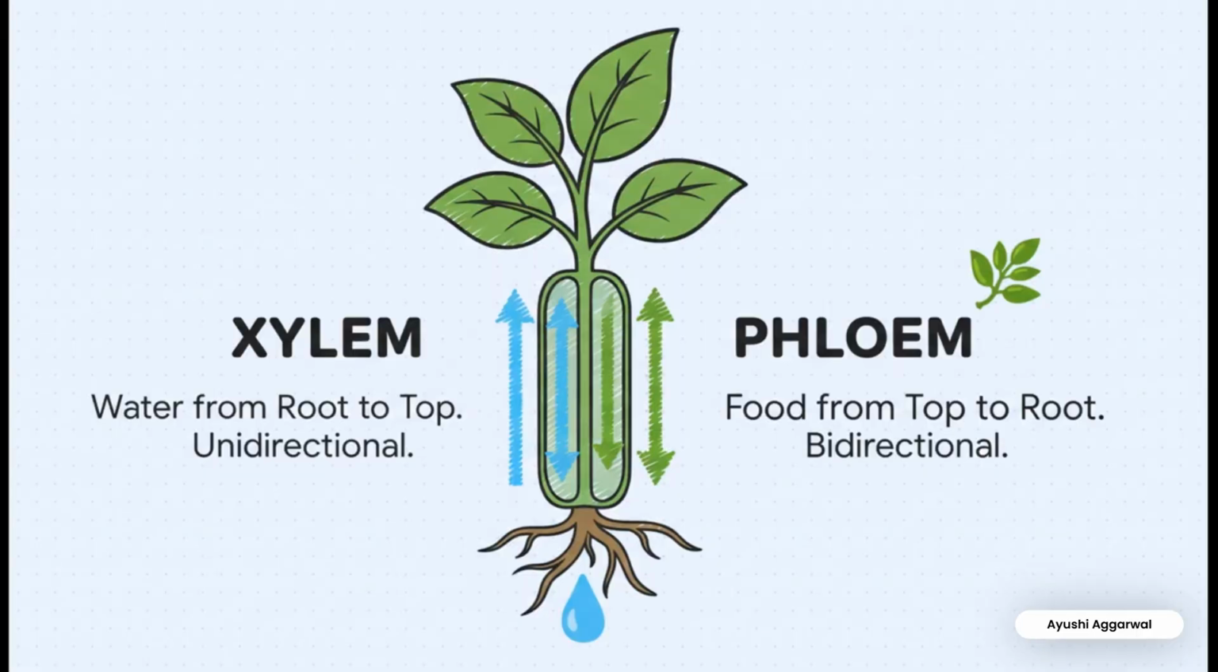Now for the complex tissues. Think of these as the plant's super-efficient courier service. They have two departments: Xylem, which transports water from the roots all the way up to the leaves, and Phloem, which delivers food from the leaves to every other part of the plant. And here's a cool fact. Xylem flow is a one-way street, from bottom to top. But Phloem, that's two-way traffic.